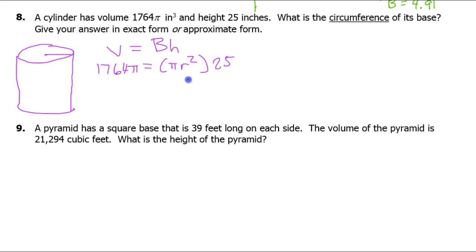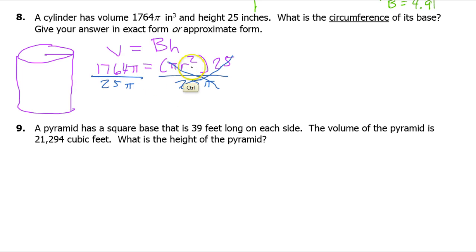So times 25. So my first step is going to be to solve this for the radius. Let's find the radius. So I'm thinking let's divide both sides by 25 pi. That'll get rid of the pi and the 25.